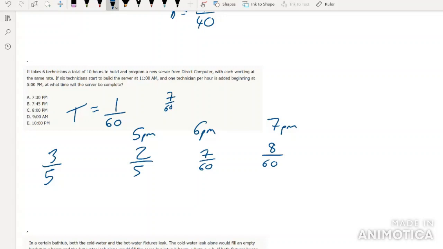And 2/5, by the way, is going to be in terms of 60ths. That's 24/60. So we're not done yet. At 8 p.m. we've done another 9/60, and now we've done 24/60. So it will be done at 8 p.m.